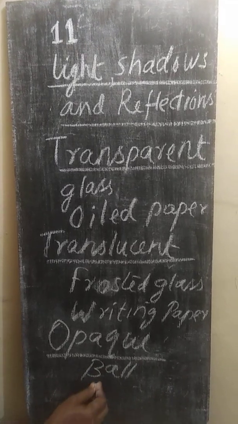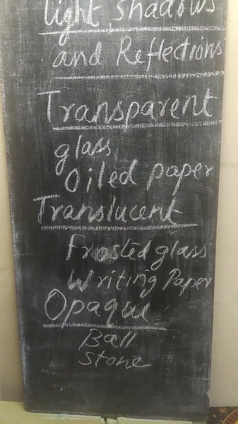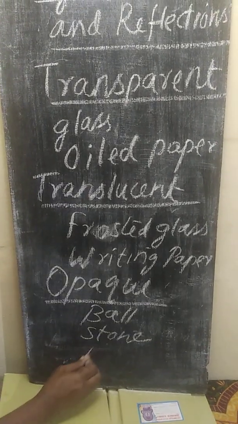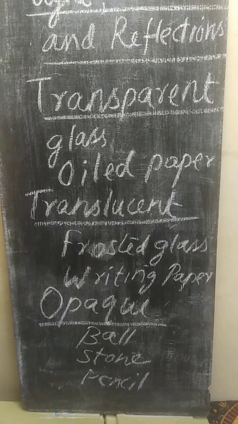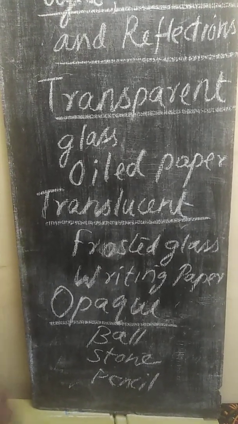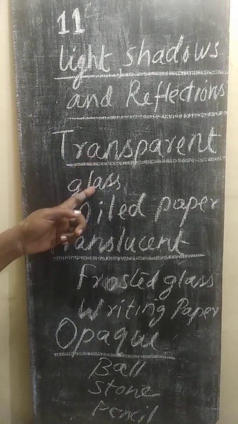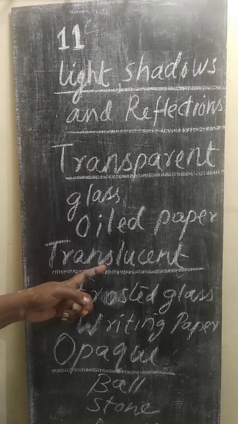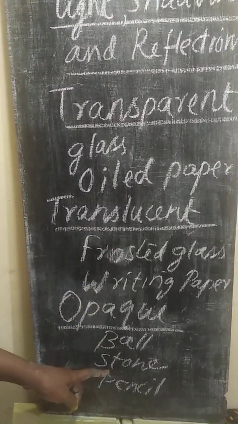Clear? A stone is an opaque object. A pencil is an opaque object. An eraser is an opaque object. So these are some of the examples coming under opaque objects. Okay, children, I hope you understand what the different types of objects are. Transparent objects, examples. Translucent objects, examples. Opaque objects, examples.